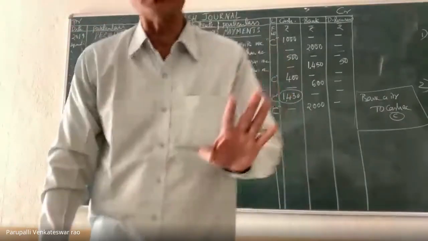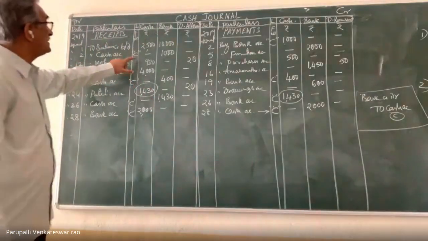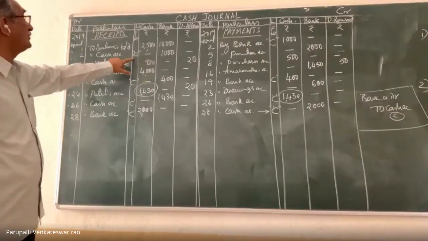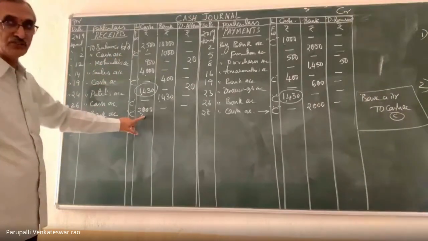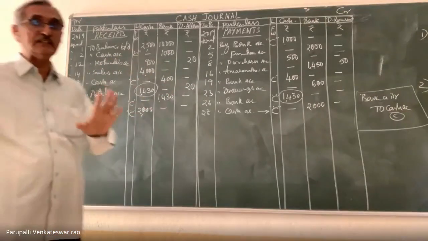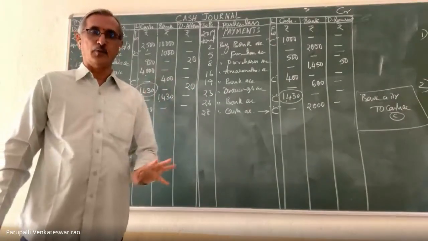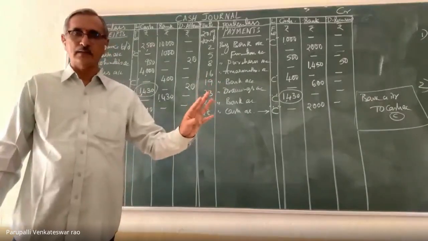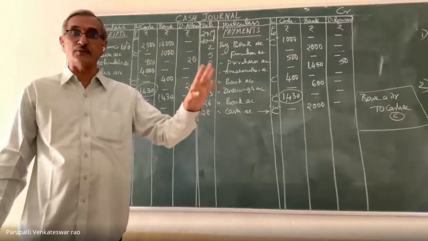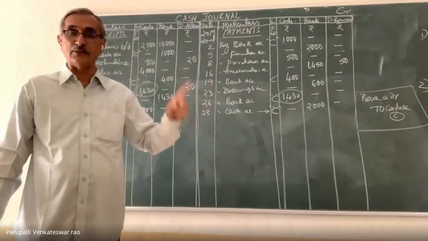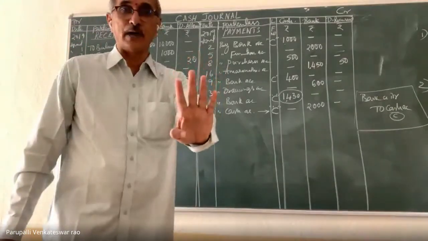In this problem, three came, remember. All three happened. Deposited into bank came, withdrawn from bank for office use also came, and the third one also came. One is cash deposited to the bank. Second is cash withdrawn from bank for office use. Third, a check received from Patel, received on 24th and deposited on 26th. So all three happened.